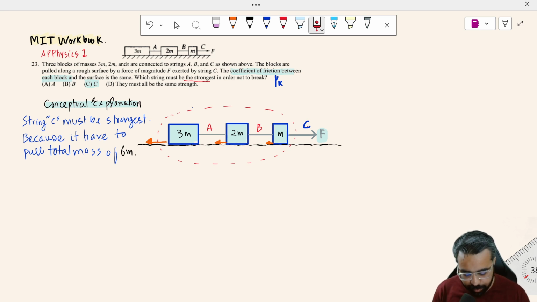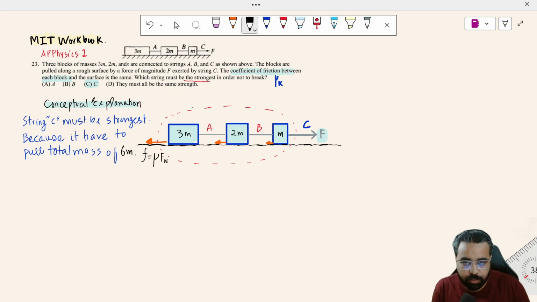Why is it the same? I'll quickly tell you: because all of the internal forces are balanced. For example, the tensions at this point are balanced and cancel out each other. The tension at this point in string B and this tension are both the same, and the normal force and weight of each block are also balancing each other. So overall, what we see is the frictional force, which is a kinetic friction. Can I say it is always mu Fn?